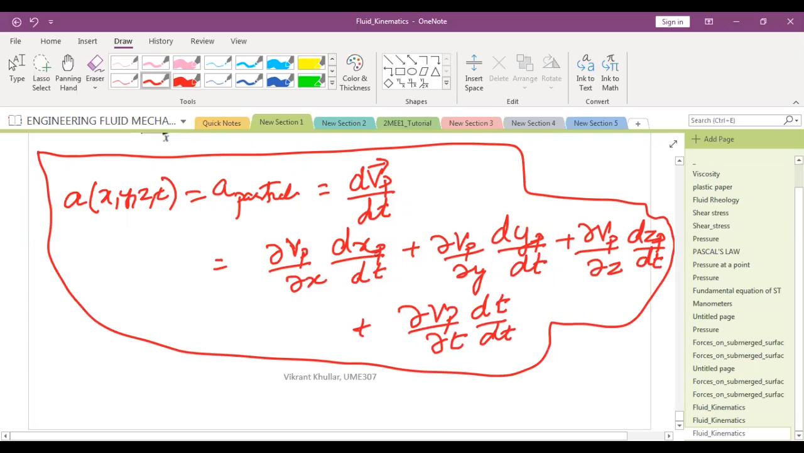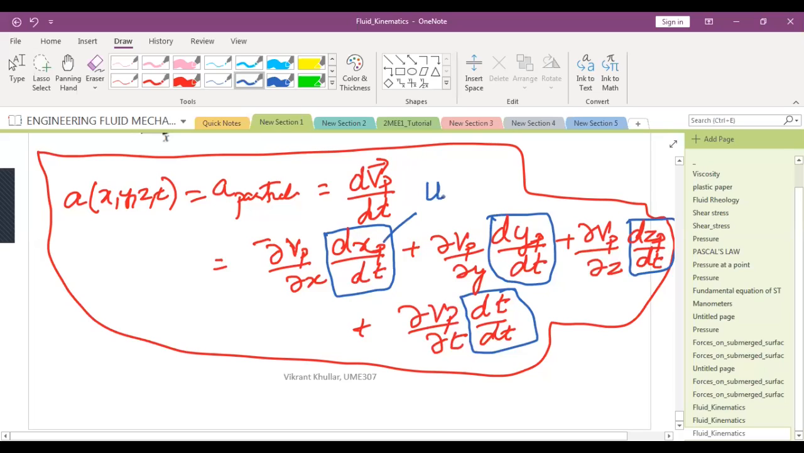Now, let me know what is this equal to? This thing. So I am marking with some other color. Let me know what these blue boxes are equal to? Velocity. This is the velocity in the x direction. So if I have V particle equal to U particle i plus V particle j plus W particle k.